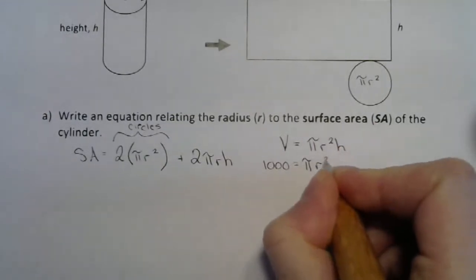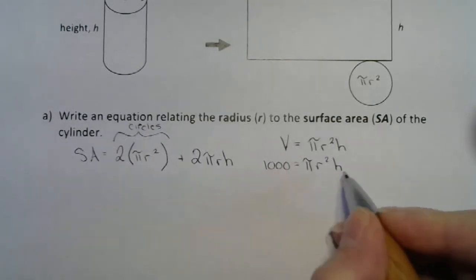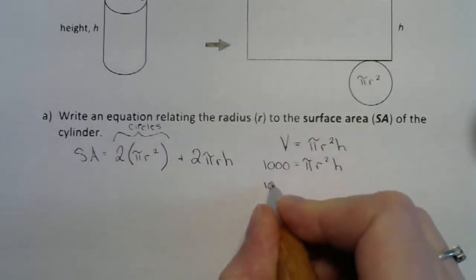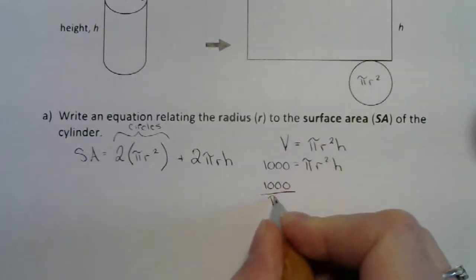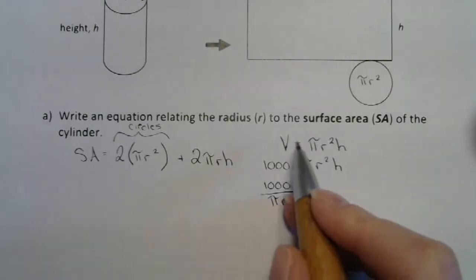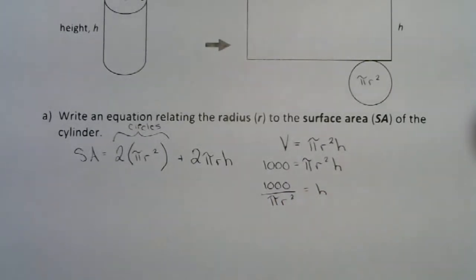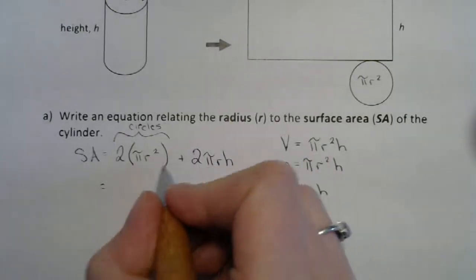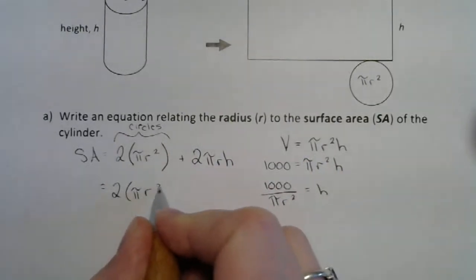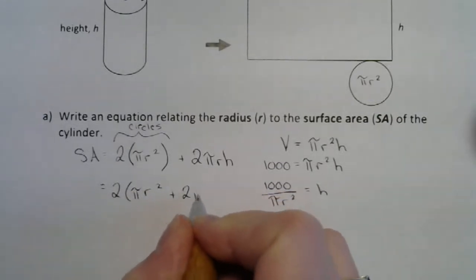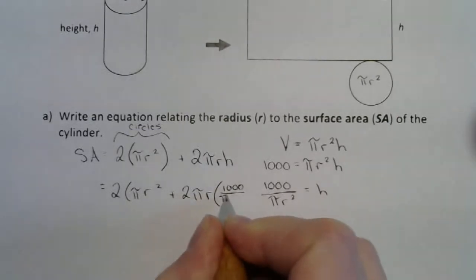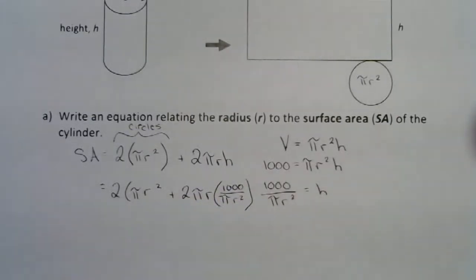And then we can finish writing our formula. Now we can rearrange this for h. Divide both sides by pi r squared to get rid of that. I say get rid of it, but it really doesn't go anywhere. It just goes to the other side of the equal sign. Okay? So now we've got 1,000 divided by pi r squared is h. So we can put that back into our formula. Times 1,000 divided by pi r squared. Hopefully that's not too small.